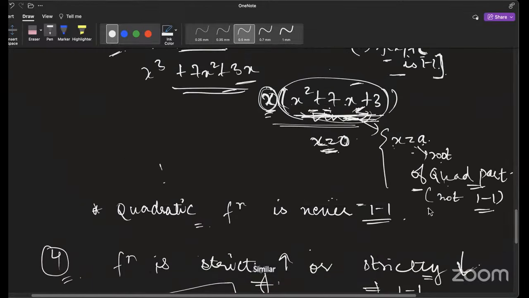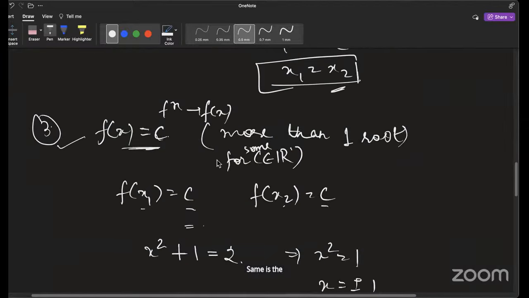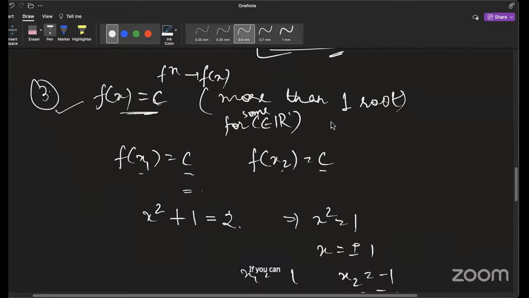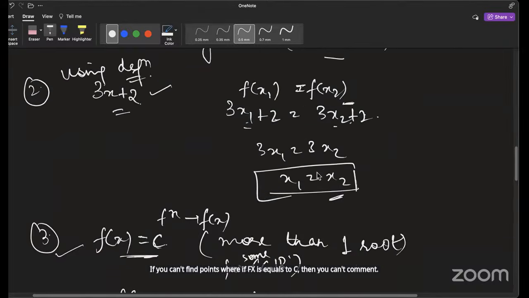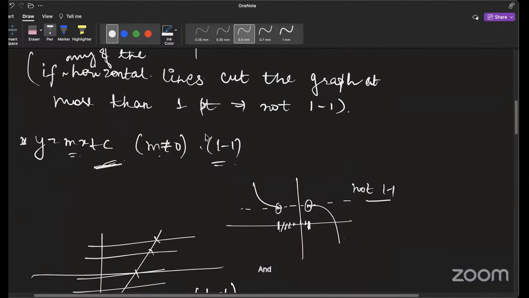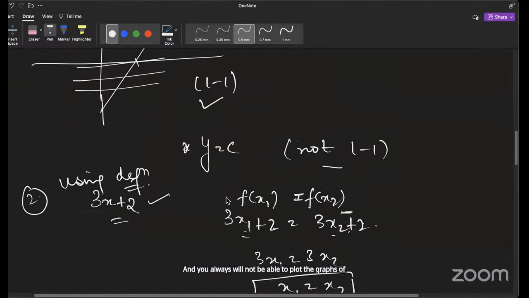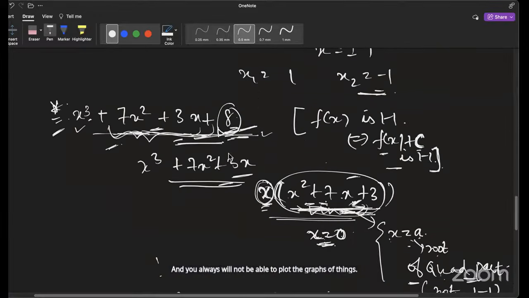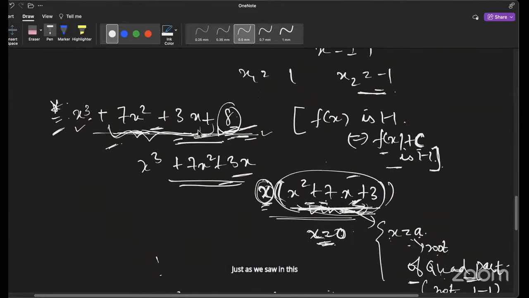Similar is the case here. If you don't find the roots of this thing, then you can't comment. Same is the case here. If you can't find points where your f(x) is equal to c, then you can't comment. And you always will not be able to plot the graphs of things, just as we saw in this case. In this case, it's very difficult to plot unless you factorize this thing, and if you're able to factorize it, then you don't need the graph.